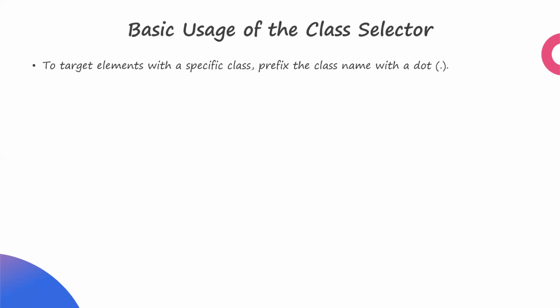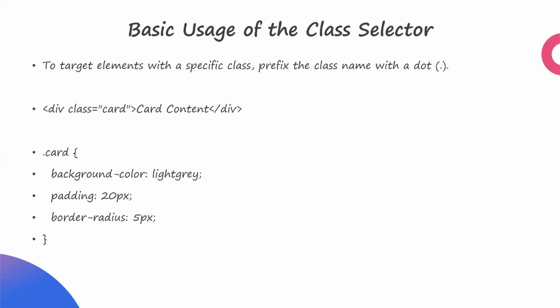To target elements with a specific class, preface the class name with a dot. When you're creating your CSS rule, you preface it with a dot. Here we have a div, and the value of the class attribute is card. If you want to target this particular div, you create a CSS rule that starts with a dot, then the class attribute value, which is card. Then you can do whatever you want in there.